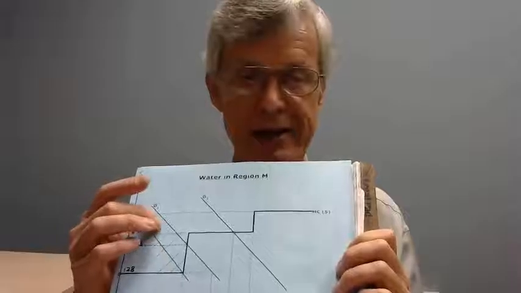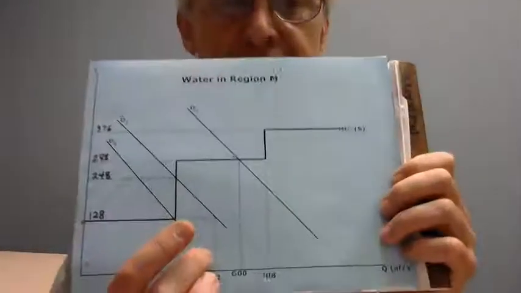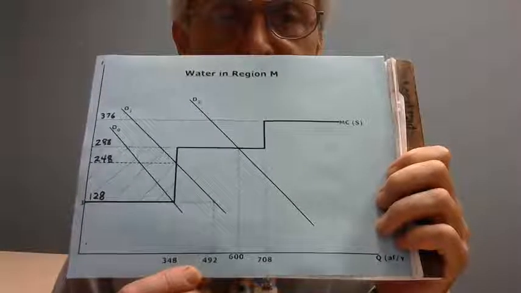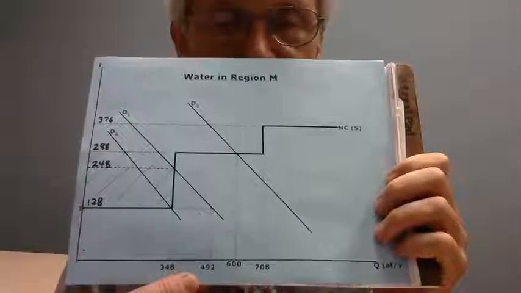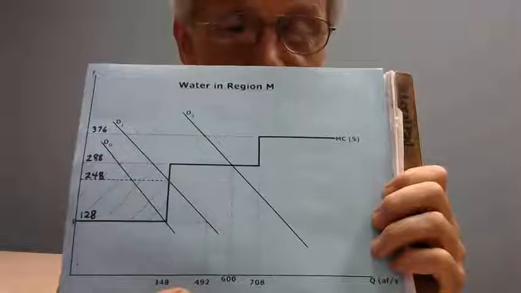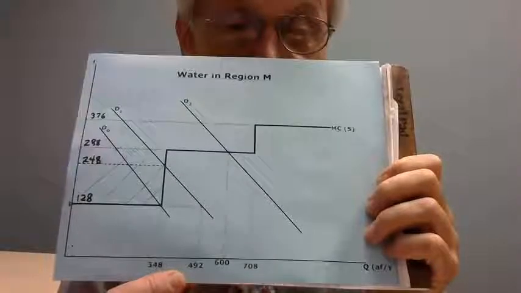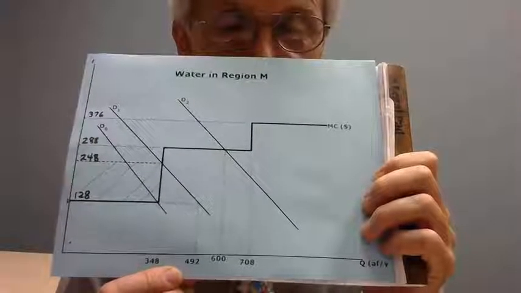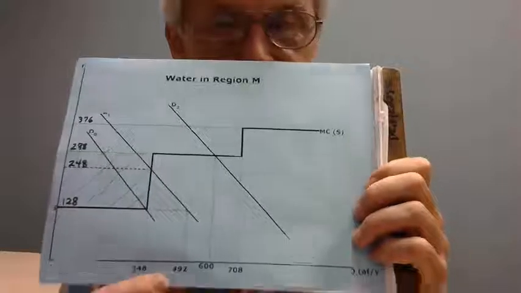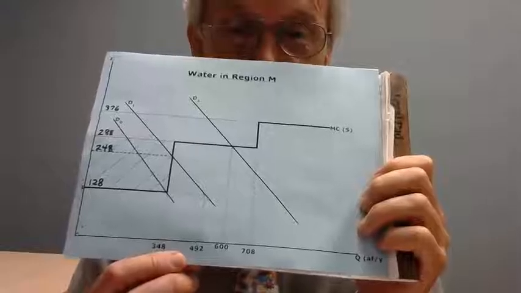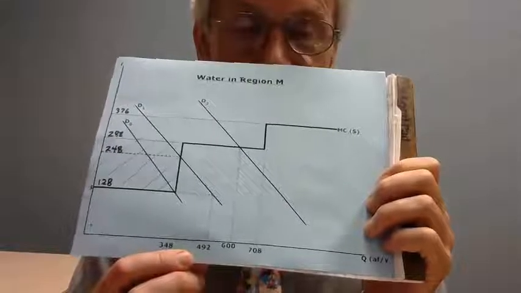All right, now the demand increases. Bring that graph back up here. See, with demand D1 and still a $128 price, because that's what it costs to deliver the water, the quantity demanded is 492, and the quantity supplied is only 348, and so we have a 144 shortage. That's not okay, right? I mean, the tap turns, the water's got to come out. So the question is, what do we do about that?